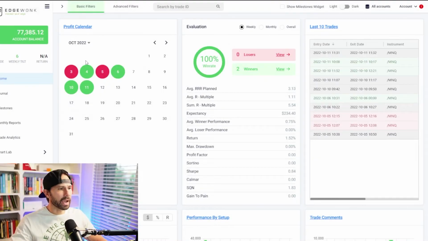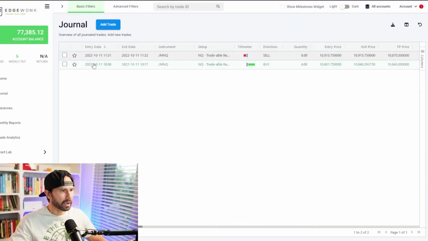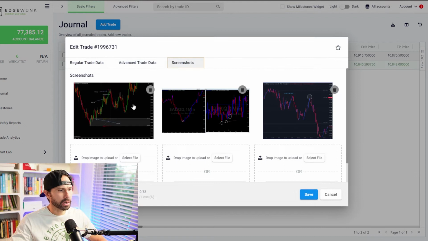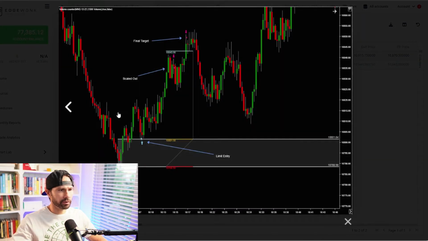All right, let's review my edge. Here I have two trades, a long trade. This is a very common trade that I take. It's a reversal trade. I call the setup tradable reaction, and the formation I call explosive accumulation, where you have a big move to the same side, then some sideways, and then an explosive move up.